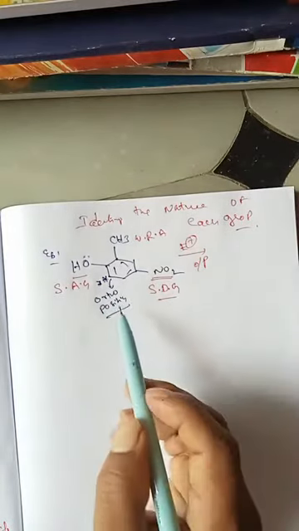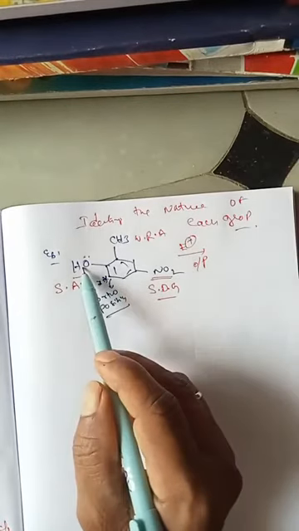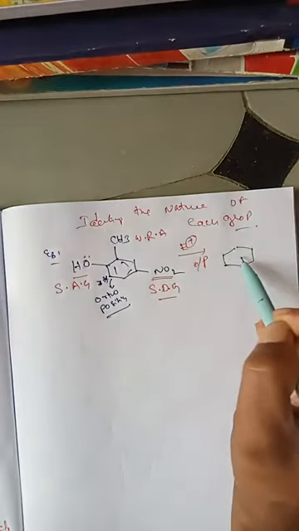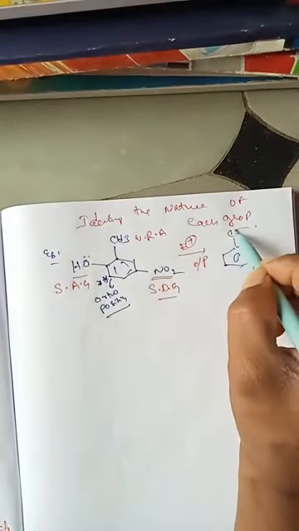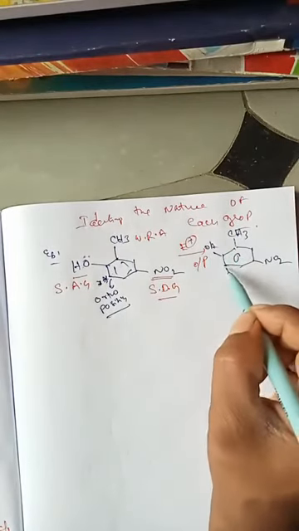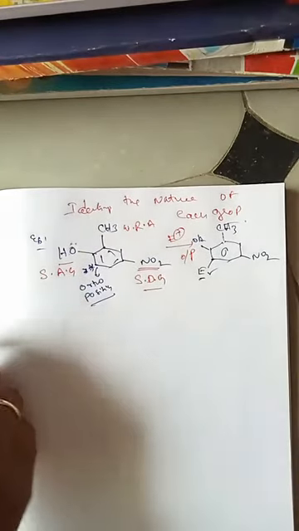So easily you can identify that the incoming electrophile goes to the ortho position of the hydroxy group. Now we have CH3, here NO2, and here OH, so the electrophile goes to the ortho position. So this is the identification.